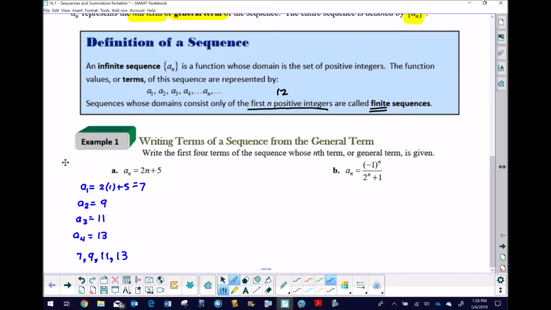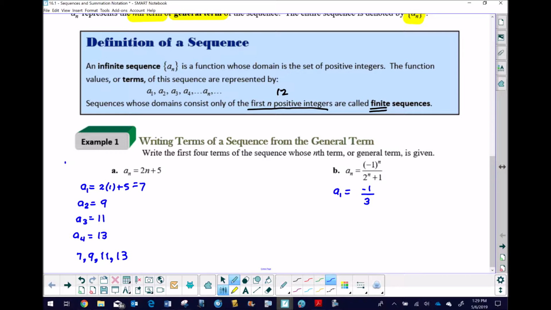All right? Now, when you get to one like B, it might be a little bit more challenging because of this -1 to the n power. So we'll do the same thing. a sub 1, we're going to let n be 1. Now, what happens when you have -1 to the first? Well, you're going to get -1, right? But in the bottom, 2 to the first, which is 2, plus 1 is 3. So the first term is -1/3.